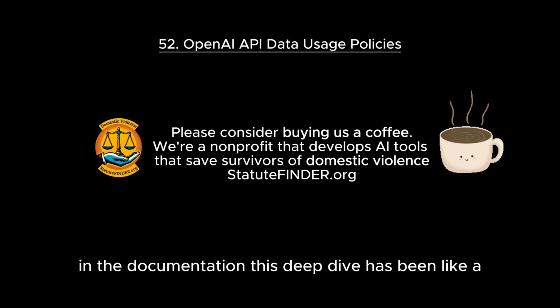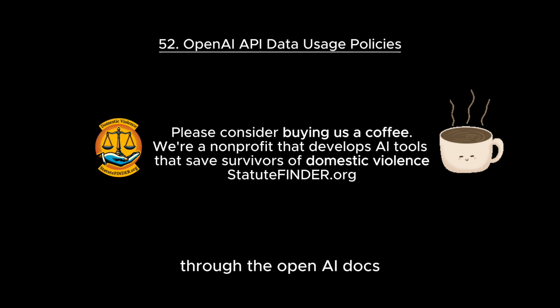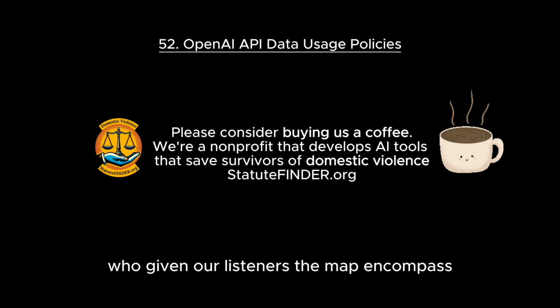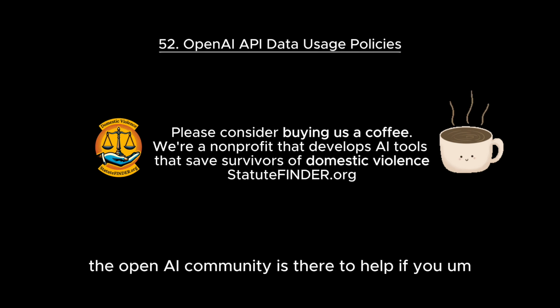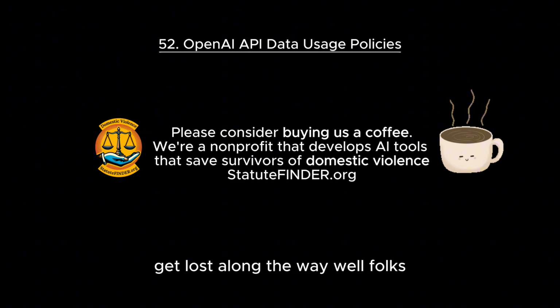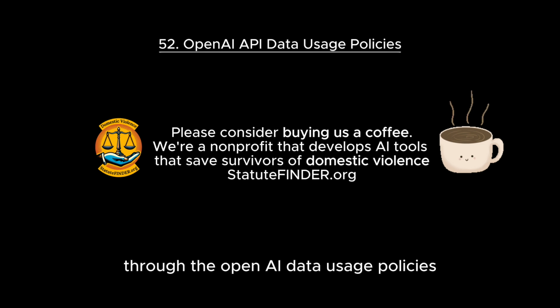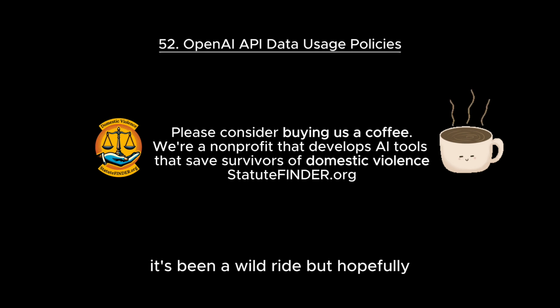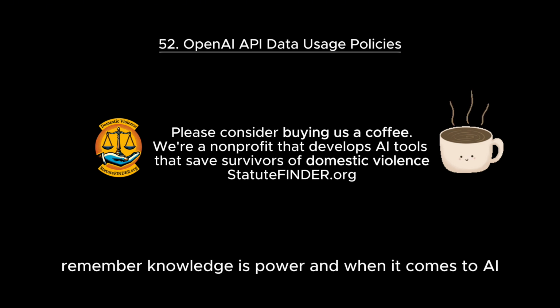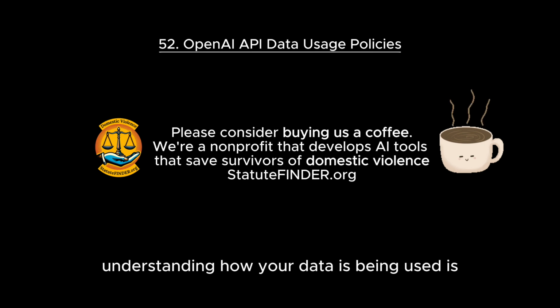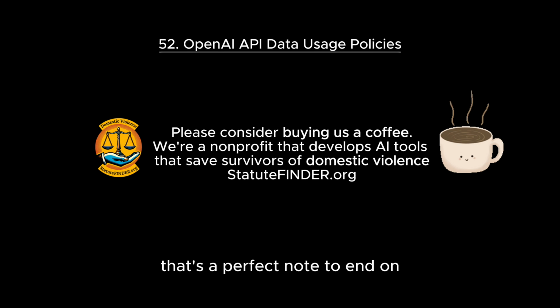This deep dive has been like a choose-your-own-adventure through the OpenAI docs. We've given our listeners the map and compass. Now it's up to them to chart their own course. And remember, the OpenAI community is there to help if you get lost along the way. Well, folks, we've reached the end of our journey through the OpenAI data usage policies. It's been a wild ride, but hopefully you're feeling a lot more confident about navigating those docs now. Remember, knowledge is power. And when it comes to AI, understanding how your data is being used is more important than ever. That's a perfect note to end on.